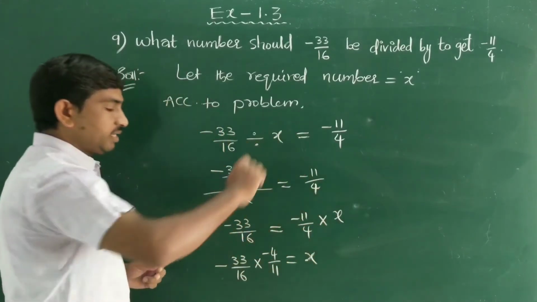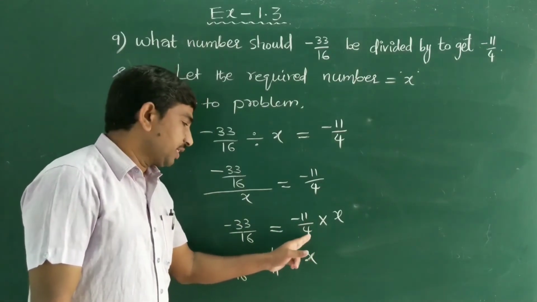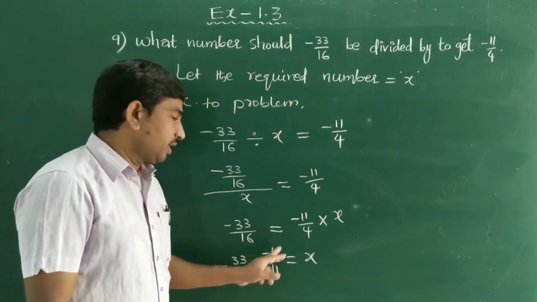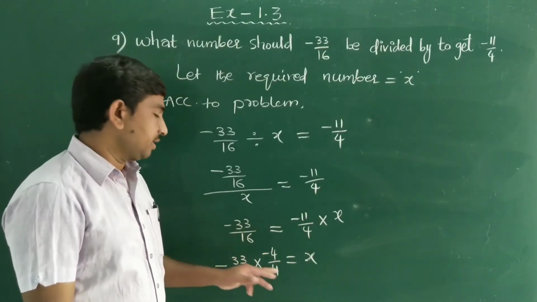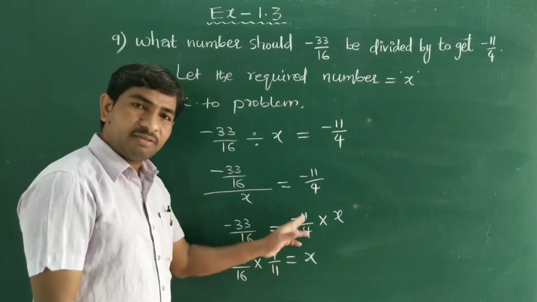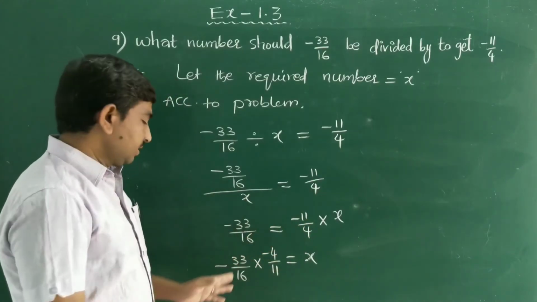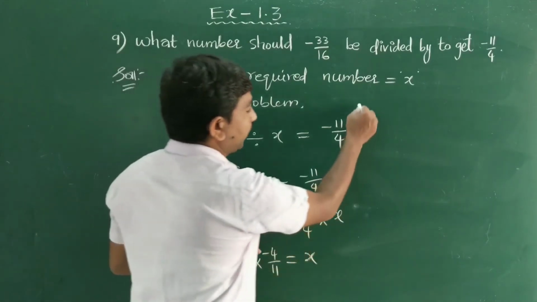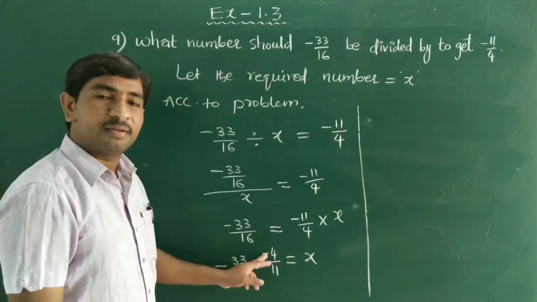So what is on the right side? X only. Under the denominator there is 4; if you send it outside, it becomes the multiplication, and the numerator 11 becomes the denominator. So minus 11/4 can be written as minus 4/11 when sent outside. Then we have to find the x value. Minus into minus is plus.